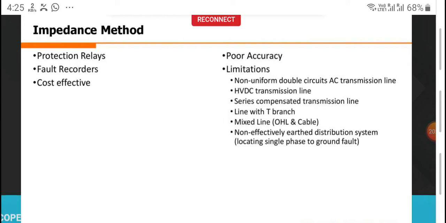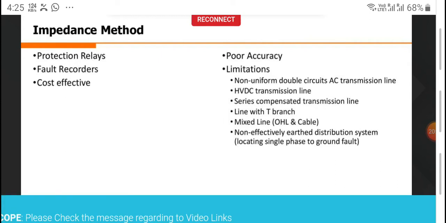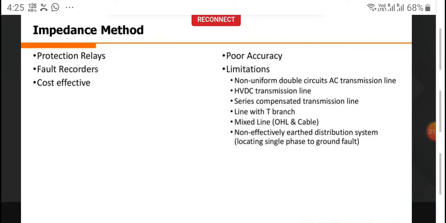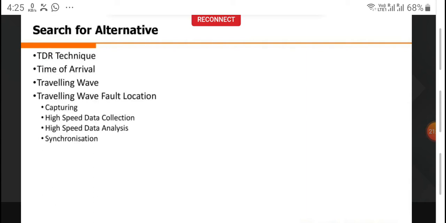Then if the system is not effectively earthed, again you have some problem with fault location in your transmission lines. So as we saw till now, the impedance method is fine as long as I'm trying to detect that there is a fault, good. But when I'm talking about locating those faults, it's not that good. Now, what to do about it?